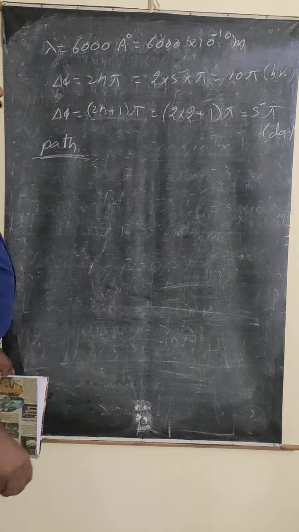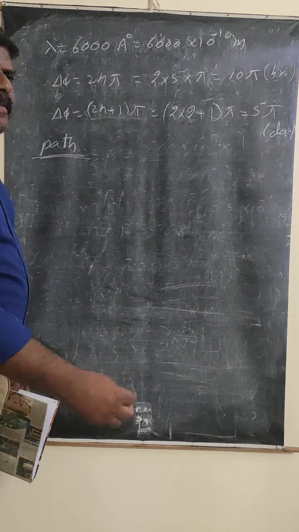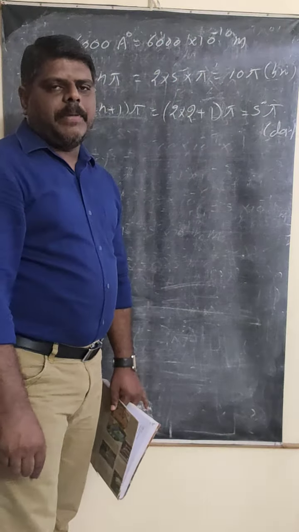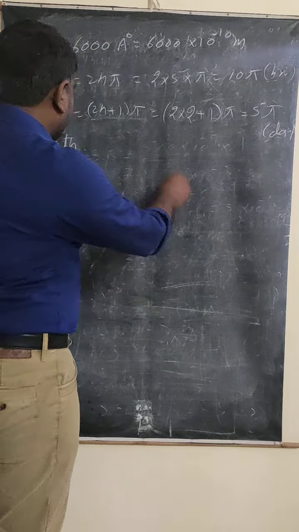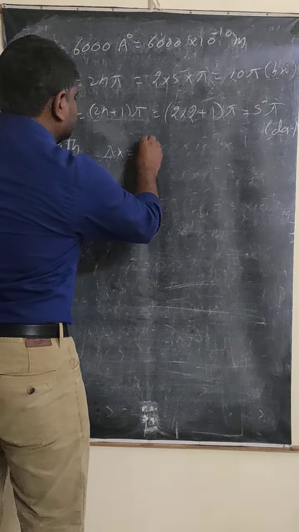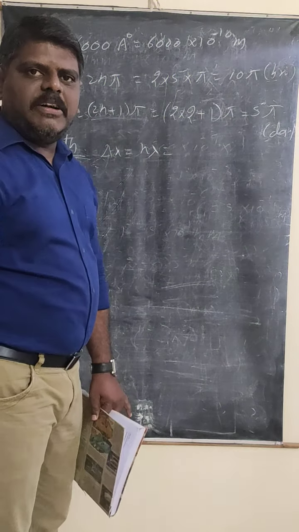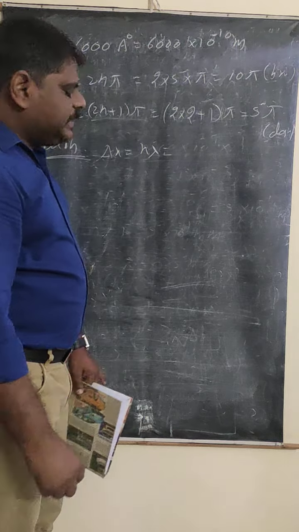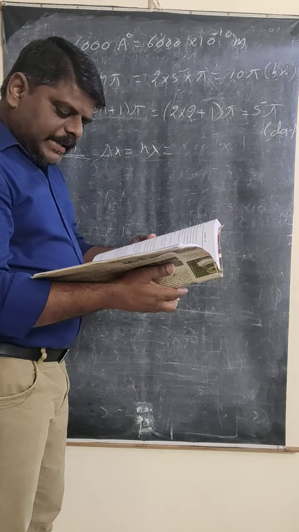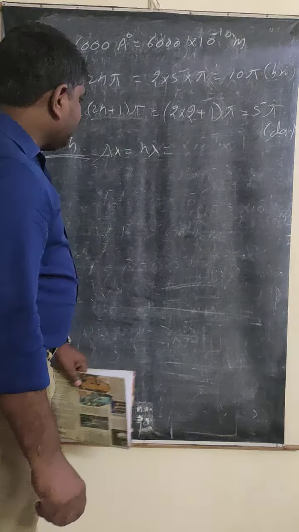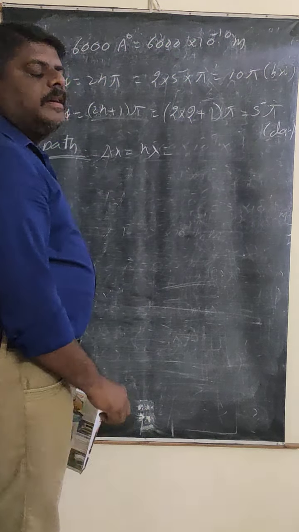Okay, path difference. First we can find the path difference for the bright band. Path difference delta x is equal to n lambda. So what n is given for the bright band? The fifth bright band is given. Fifth bright band means n is equal to 5.